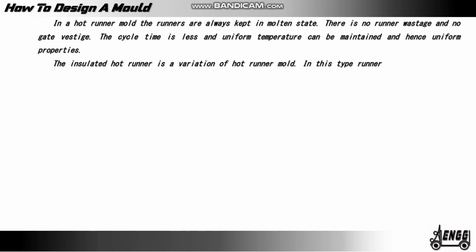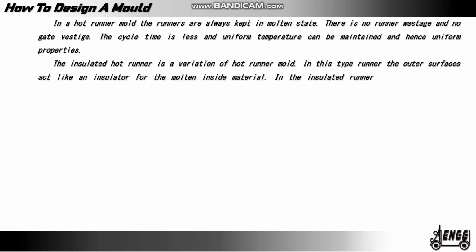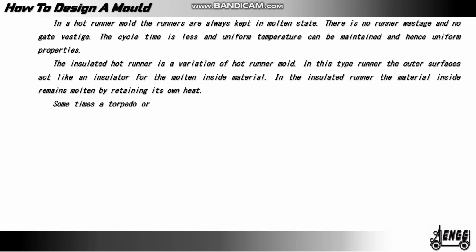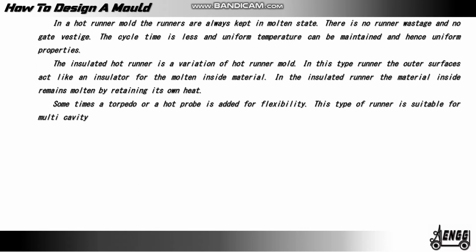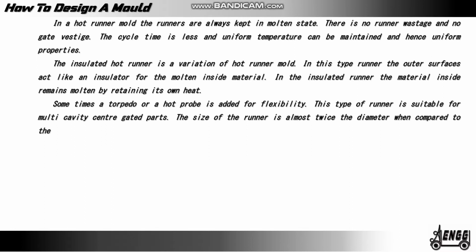In this type of runner, the outer surface acts like an insulator for the molten material inside. In this insulated runner, the material inside remains molten by retaining its own heat. Sometimes a torpedo or a hot probe is added for flexibility. This type of runner is suitable for multi-cavity center gate parts. The size of the runner is almost twice the diameter when compared to the cold runner system.